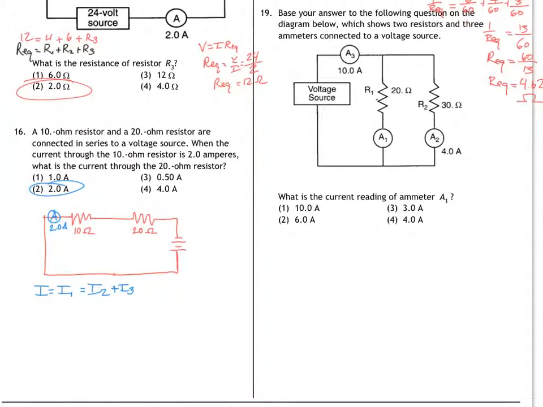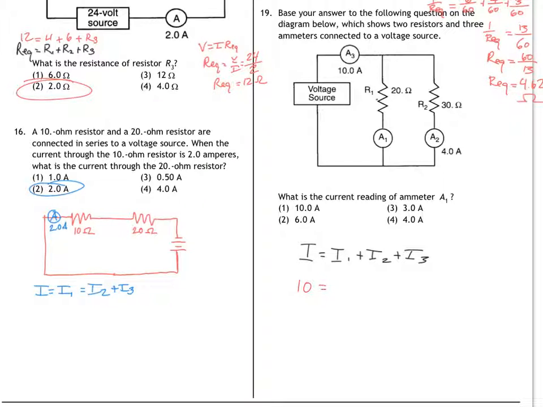For number 19, it seems like we have a parallel circuit with 2 resistors and 3 ammeters, and they want to know the reading on ammeter A1, which is right here. Your reference table tells you that for parallel circuits, the currents on the branches add up to equal the current for the entire circuit. So the entire circuit's current is this I, which is going to be 10 amps.